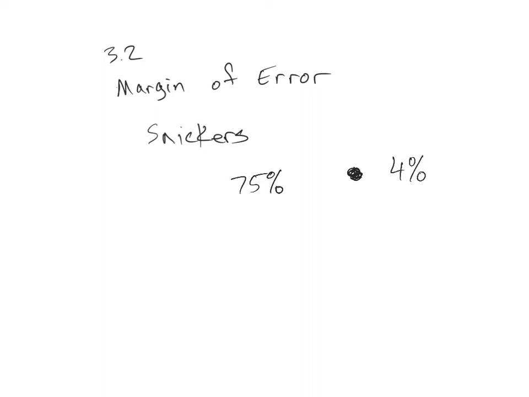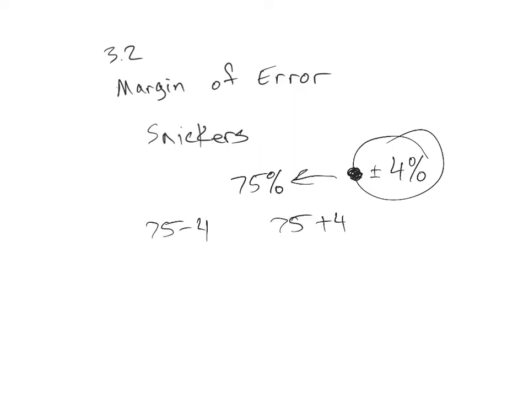Okay, so what you do is you add or subtract that margin of error from the information given. So we take 75 minus 4 and 75 plus 4. So that would be between 71 and 79% as showing how accurate it really would be. Okay, so between 71 and 79% of the student population likes Snickers.